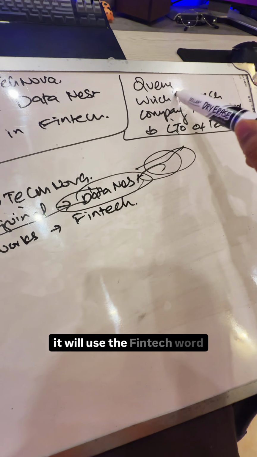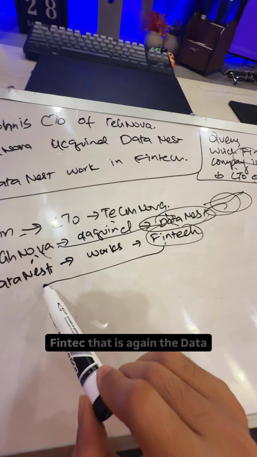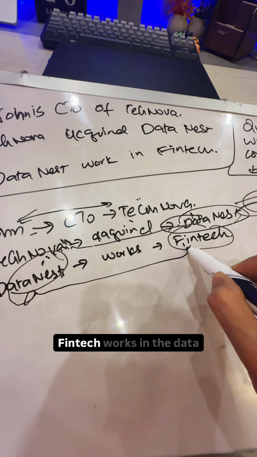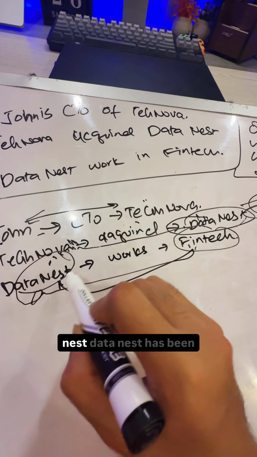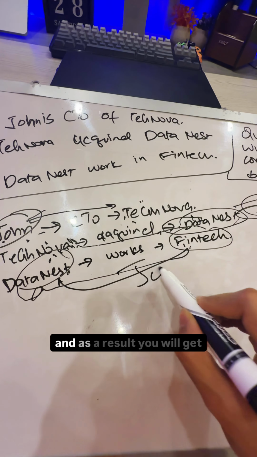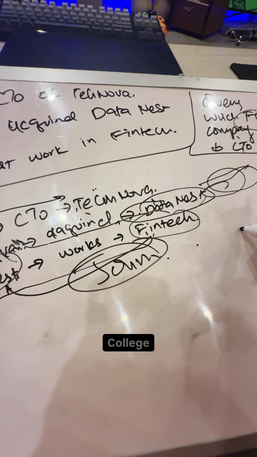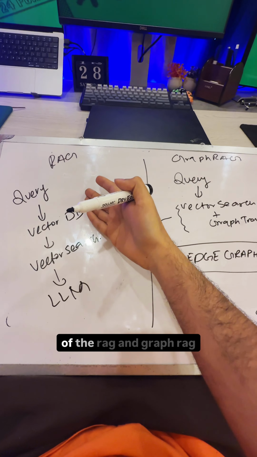It will use the fintech word here and see which company relates to fintech. That is again DataNest. DataNest works in fintech, DataNest has been acquired by Technova, and Technova has the CTO John. So John is the answer, and as a result you get John because of similarity plus knowledge graph search. Here is a side by side comparison of RAG and GraphRAG.